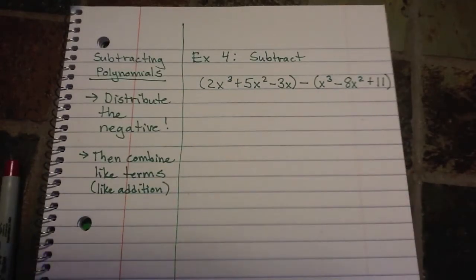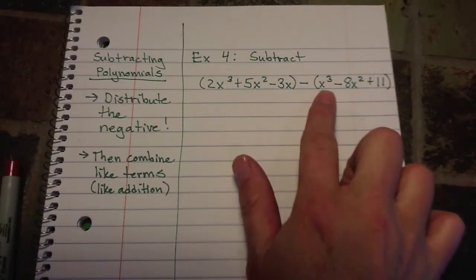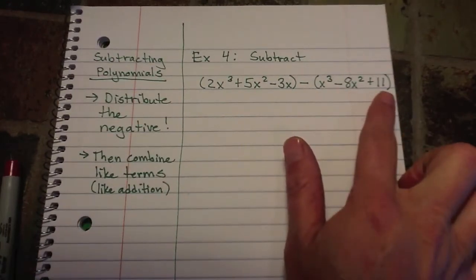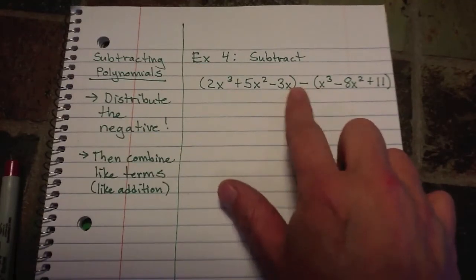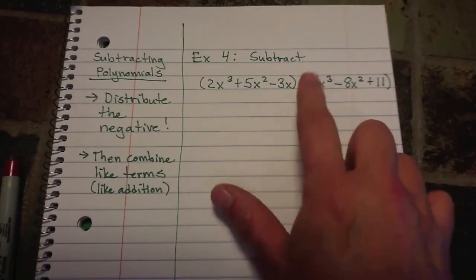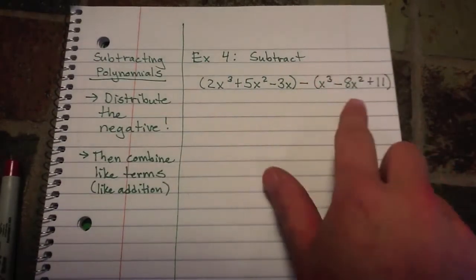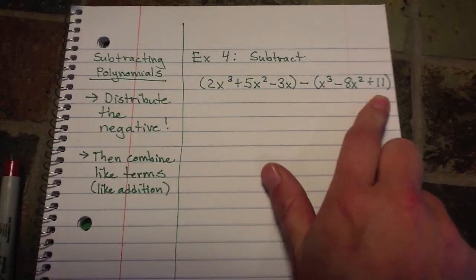Now, I notice there's still a misconception sometimes about distributing a negative. When you distribute a negative, it's not that every term becomes negative. You're actually saying negative times positive, negative. Negative times negative, positive. Negative times positive, negative. So what ends up happening is every term changes its sign. It becomes its opposite. They don't all become negative.